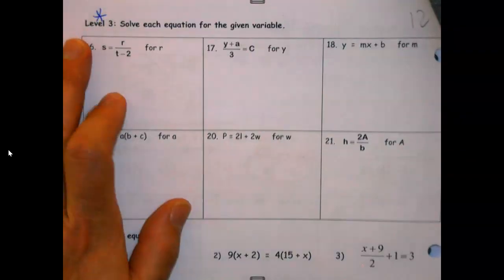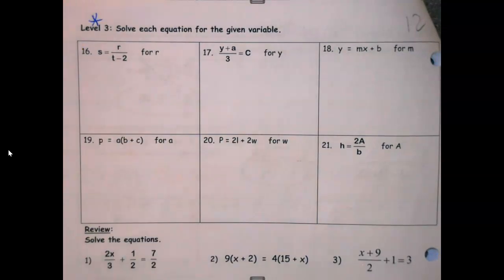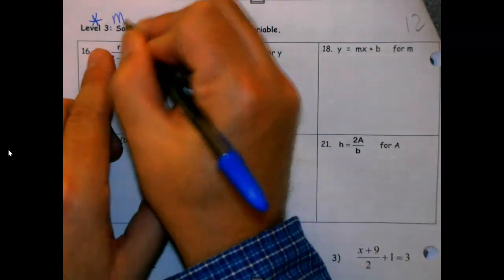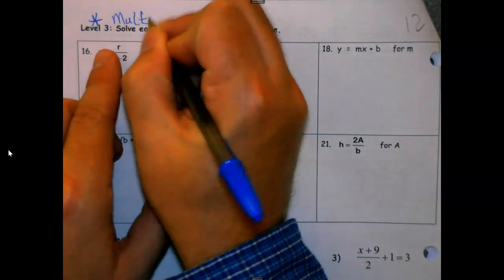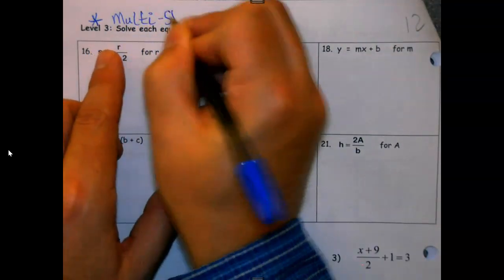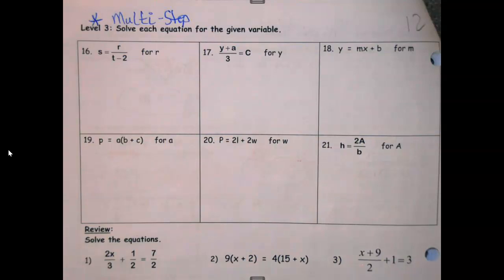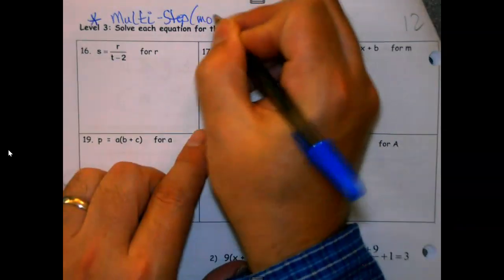Okay, note to self. When we get to the back with level 3, these are going to be multi-step. If you struggle here or get stuck, don't just give up and quit. Be like, okay, I might have to come back to those because we'll see them again. But these are going to be more than one step. At least most of them are.